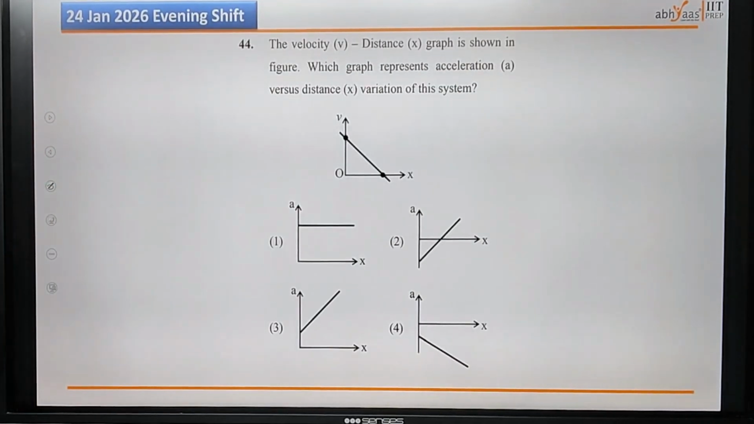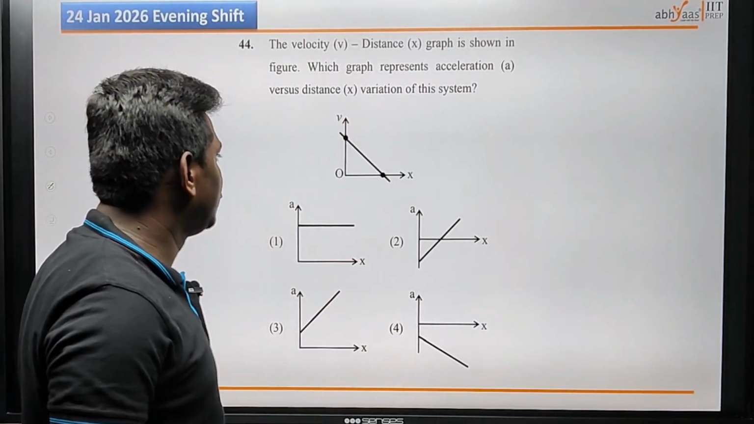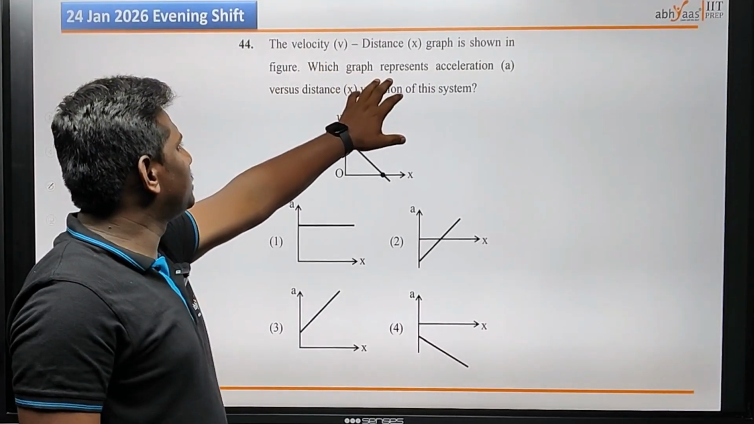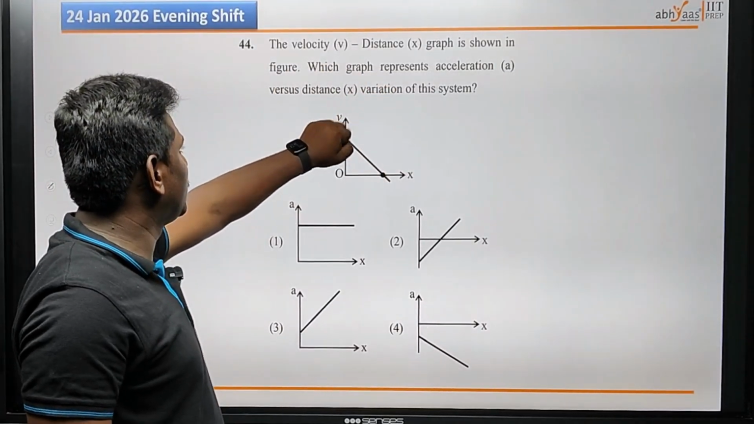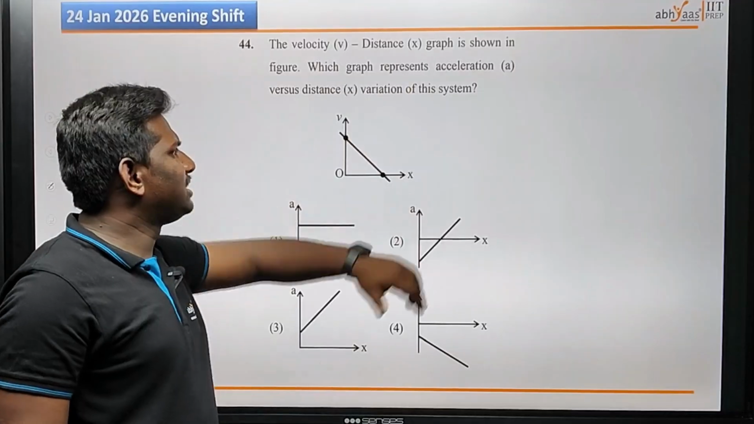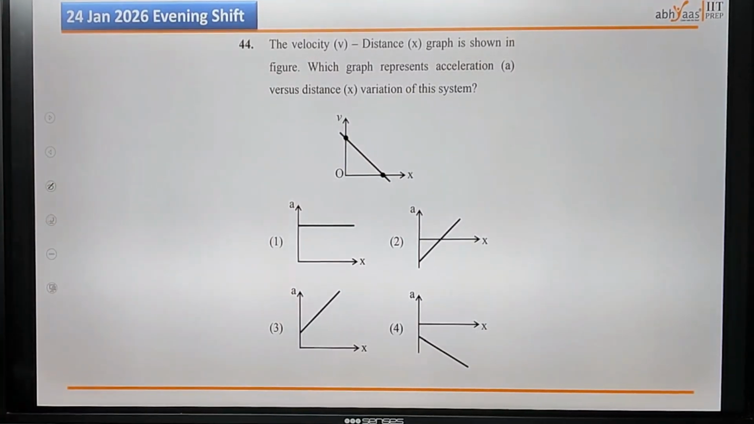Next question, 44. Question number 44. Very beautiful question. See here. The velocity and the distance graph they have given as shown in the figure. Which graph represents the acceleration versus the distance?